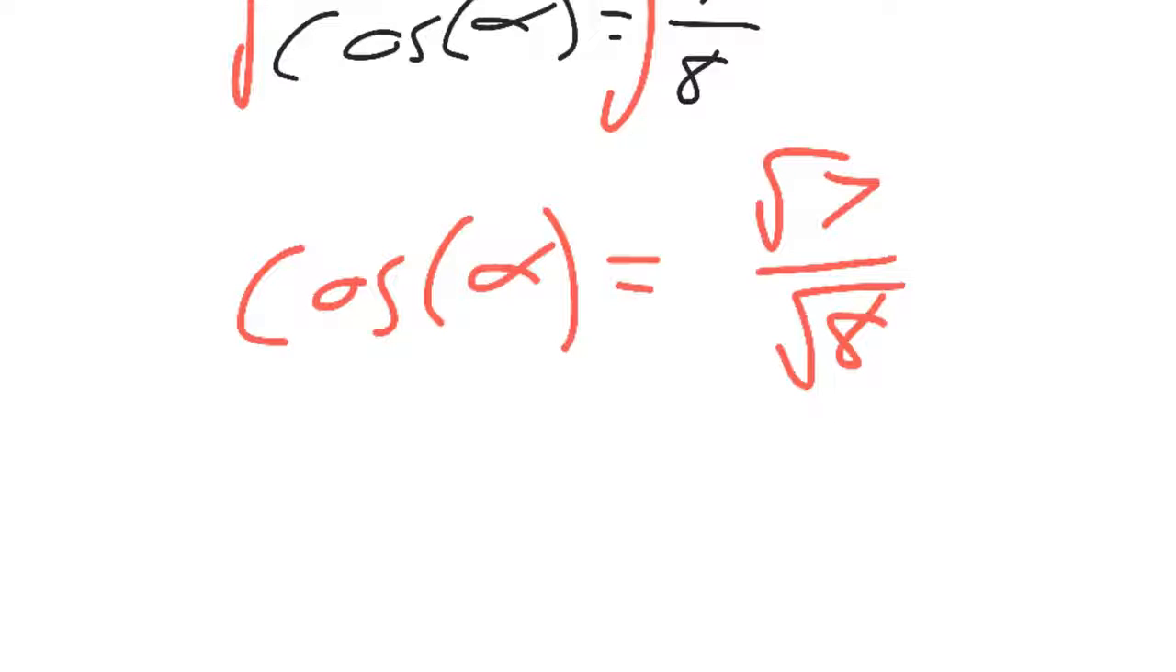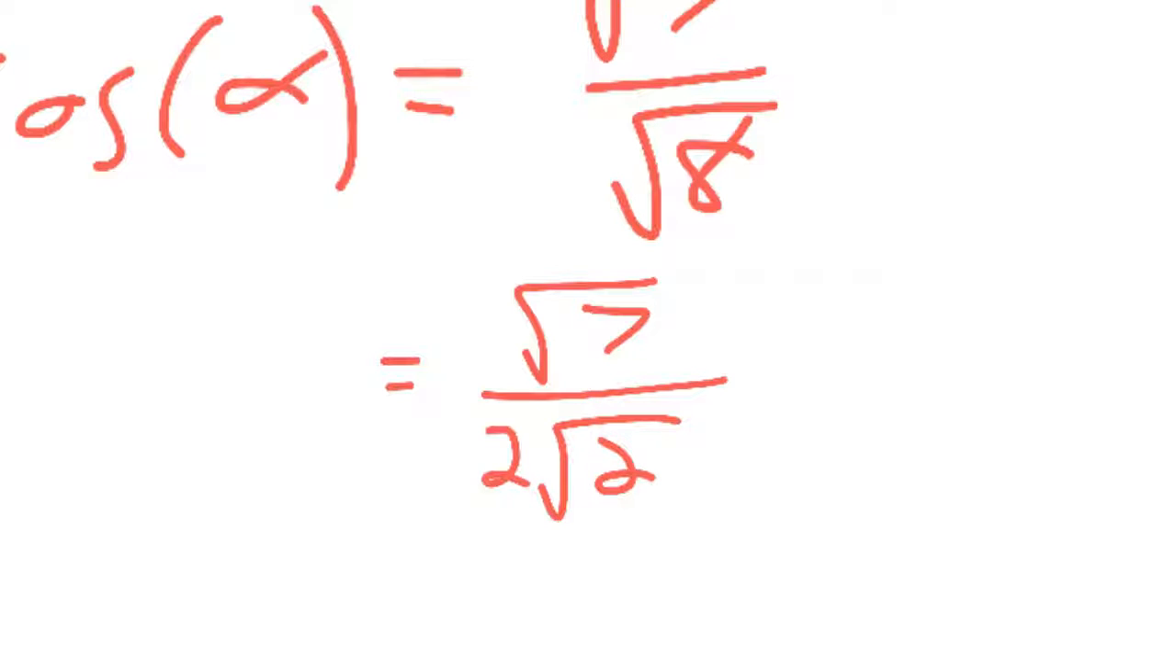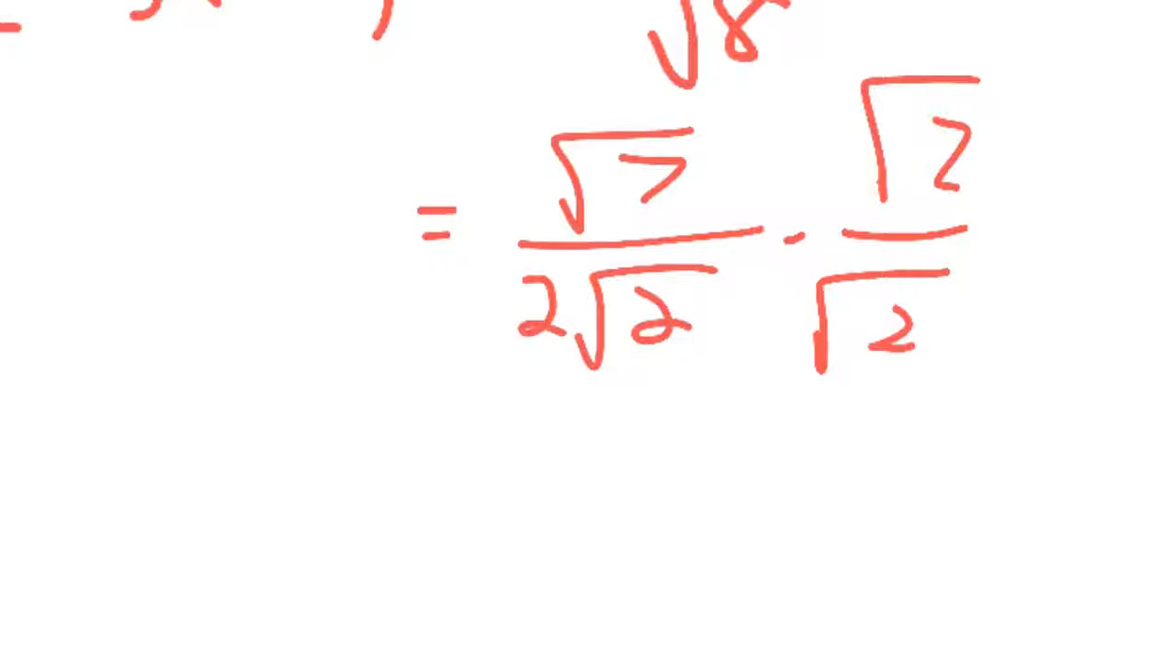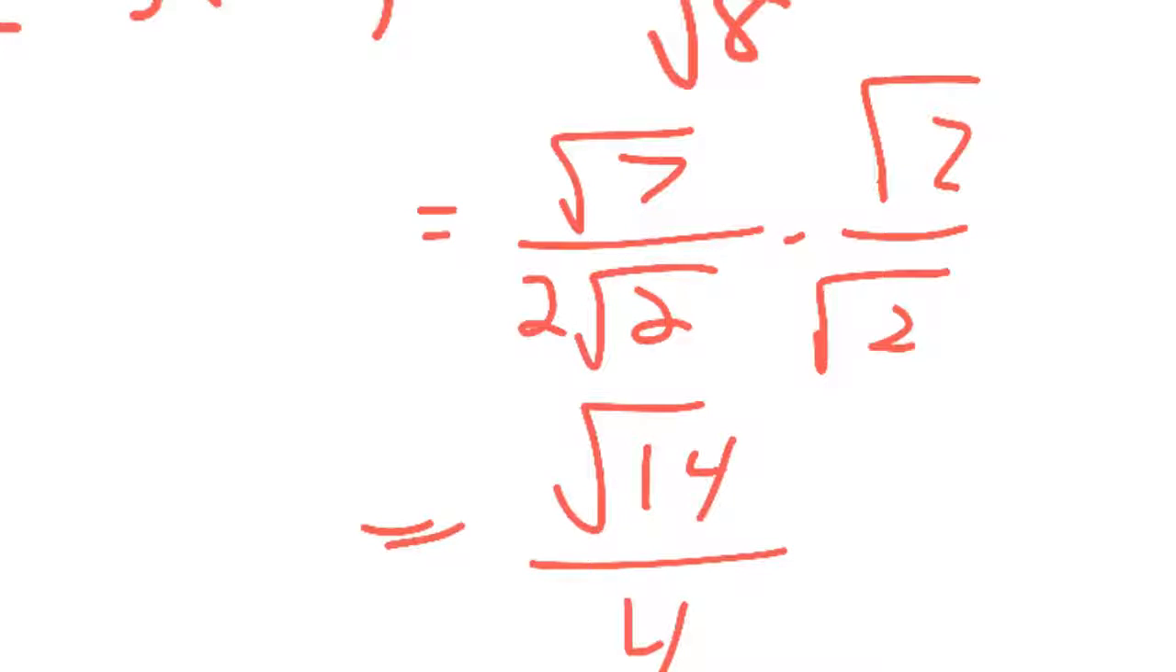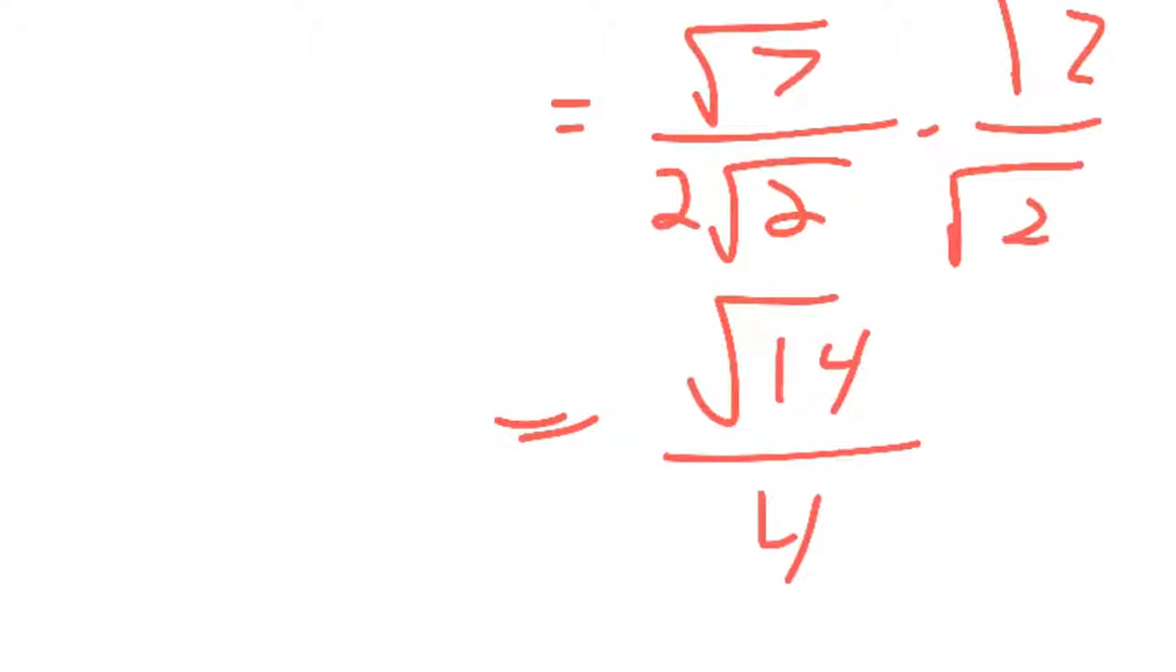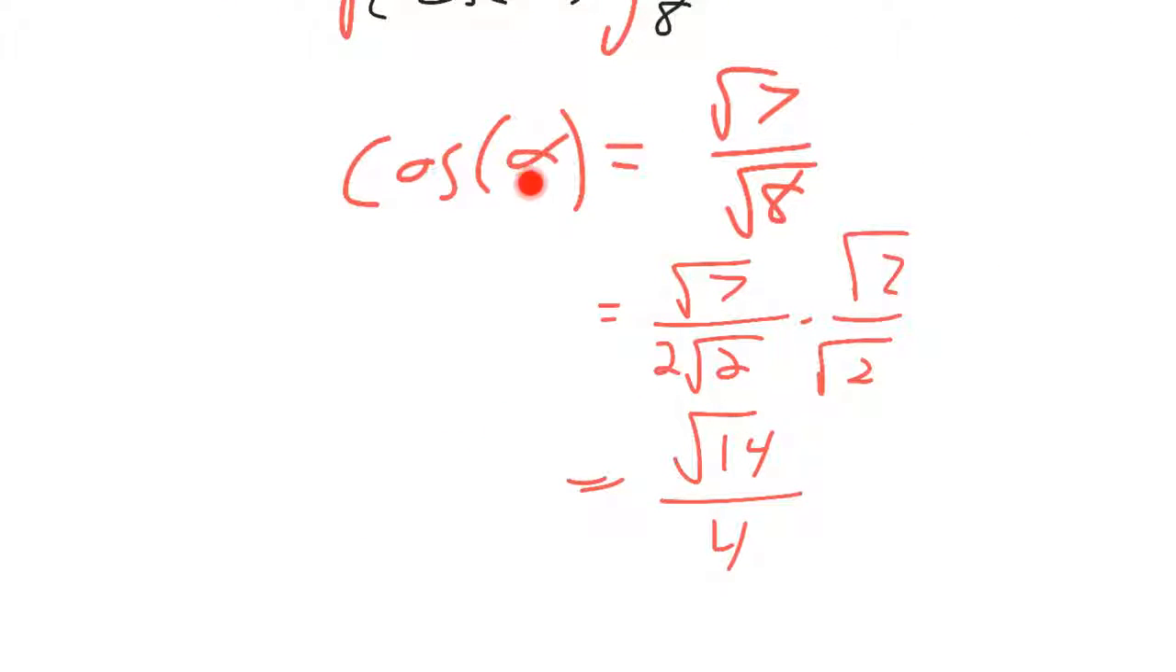But you probably want to clean that up too. Square root of 8 can be reduced to 2 square roots of 2, because you can factor out square root of 4 times the square root of 2. Square root of 4 is just 2. And then we don't like radicals in the bottom, so we can multiply the top and the bottom by square root of 2. That gives us square root of 14 over 2 times 2, which makes 4 on the bottom, because square root of 2 times square root of 2 gives us a 2. So this is what our cosine ratio becomes: cosine of an angle alpha equals square root of 14 over 4.